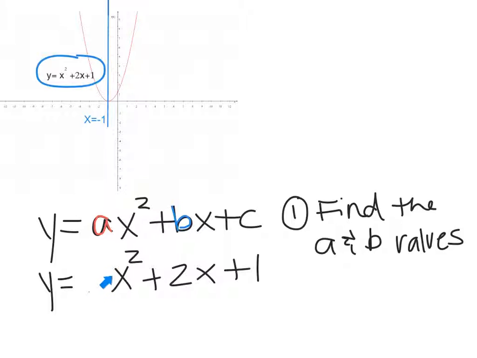So here we actually don't see a number in front of x squared, but that doesn't mean that there isn't an a value. What number is technically in front of x squared, but we don't ever actually write it in? 1. There's an invisible 1 there. So now how about our b value? Our b value is 2, because it's the number in front of x. So now we have both our a and our b value.